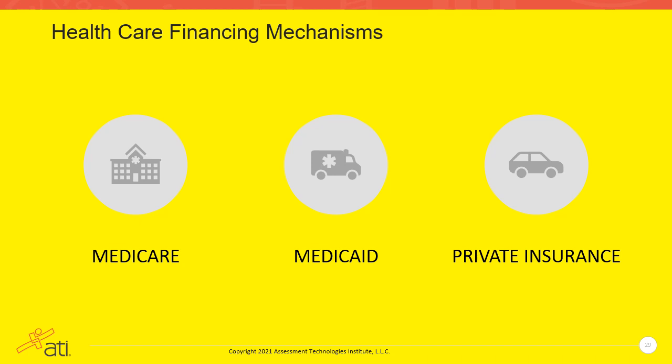Part B requires a monthly premium to be paid by the client for coverage of outpatient and provider services and fees. Part C is a different part of Medicare, or Medicare Advantage, or a supplemental plan that covers Part A, B, and sometimes D. And by D, we mean medication coverage. It also requires a monthly fee.